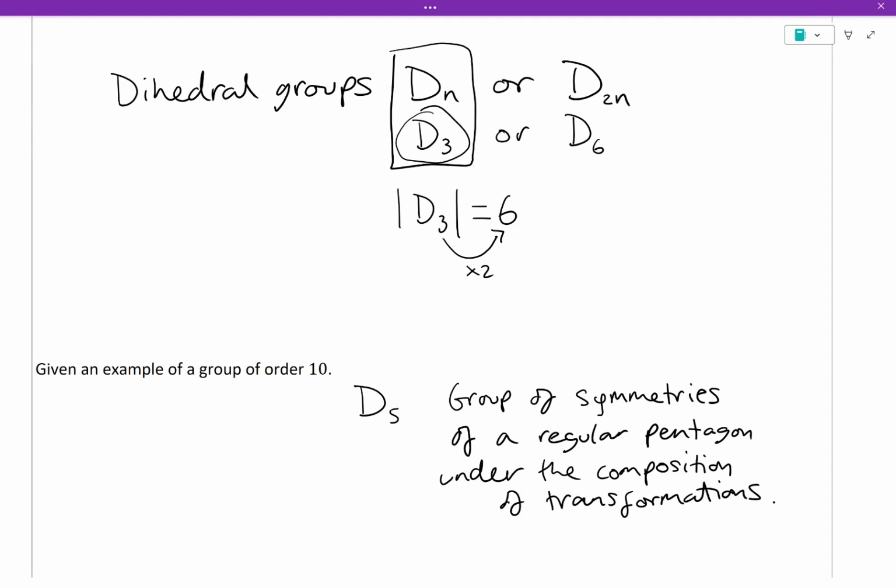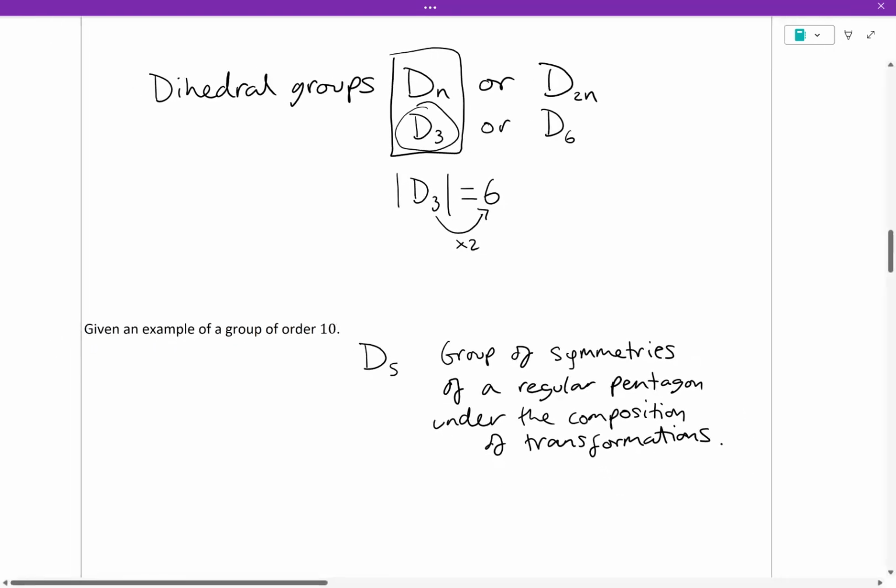Okay, so if you're ever asked to give an example of a group, this is quite a convenient one, especially if they ask for a non-cyclic, non-abelian one, because that fits this scenario.